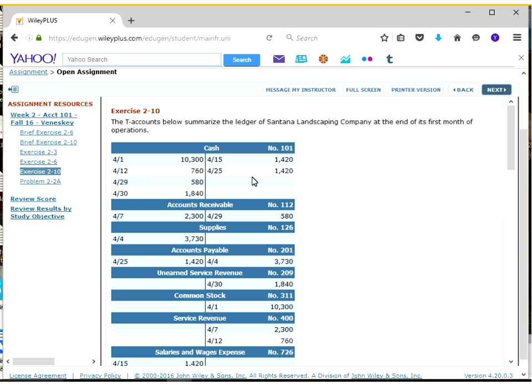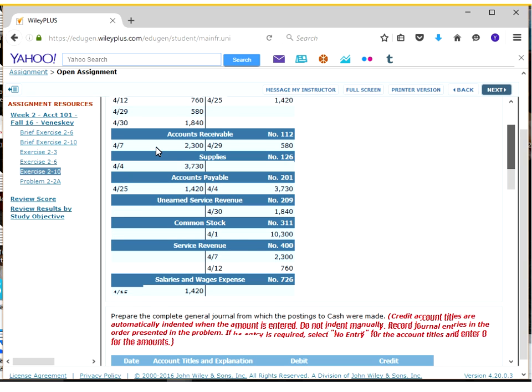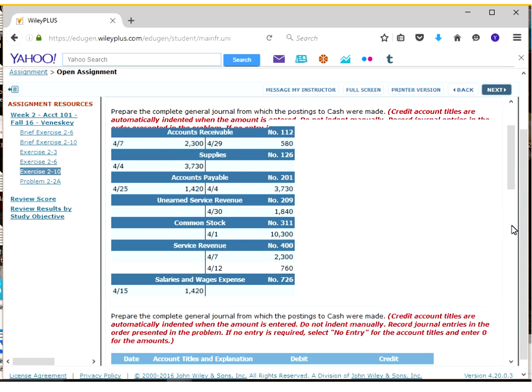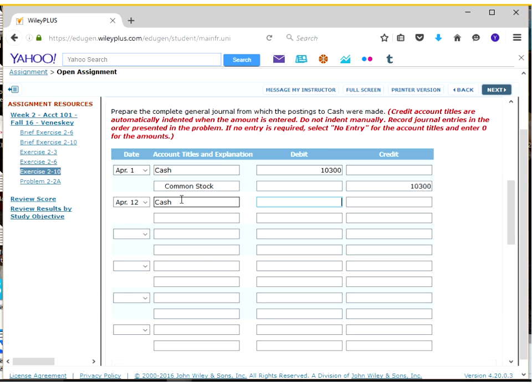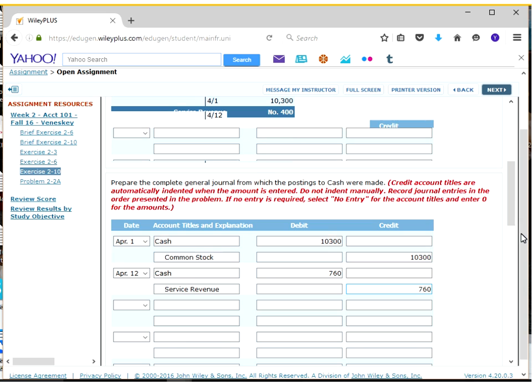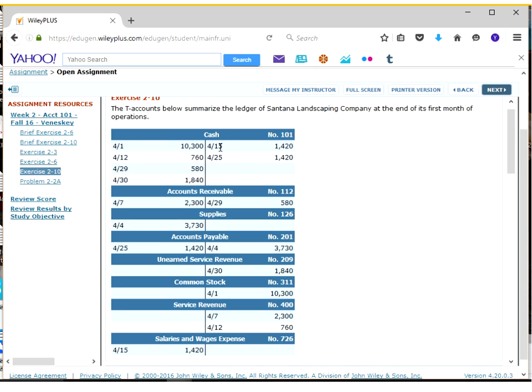We received $760. Now we need to find out why I got $760. So I look down through for another 4/12. Here it is, 4/12. I got $760 because I did a job for somebody. That's what this service revenue is telling me. So I'm going to come down here and debit my cash for that dollar amount, which was, I forgot already, $760. And I'm going to want to credit my service revenue for $760. So we're going to go down through the remainder of those and do that, and then provide a trial balance.